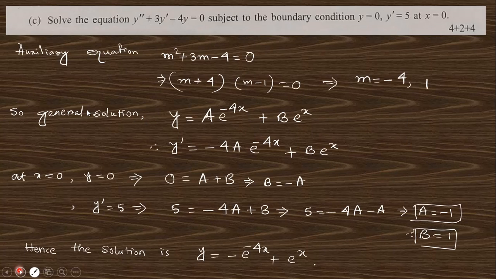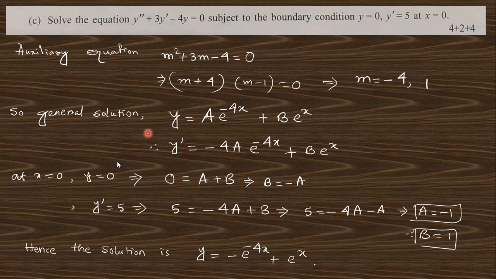Next question. Solve this differential equation subject to this boundary condition. You know very well the auxiliary equation of this differential equation will be like that, m equal to -4 and 1, and so on. So the general solution will be like that, y equals a e to the power -4x plus b e to the power x, right? If you take the derivative, you will get this expression.